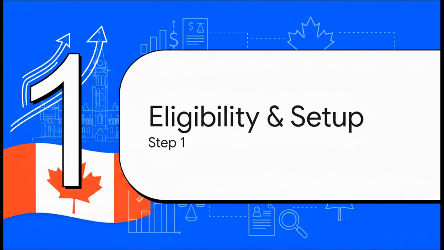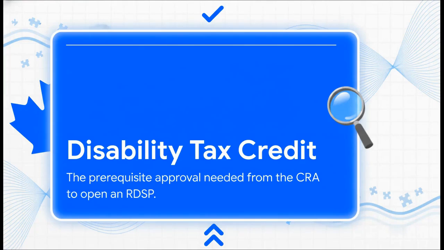Eligibility and Plan Setup. Okay, so to become eligible for an RDSP, a person must first apply for the Disability Tax Credit, commonly known as the DTC, through the Canada Revenue Agency. You absolutely have to get that prerequisite approval first. Once the DTC is approved by the CRA, the person officially becomes eligible, and the plan can be opened under 3 different situations, depending on the beneficiary's condition.